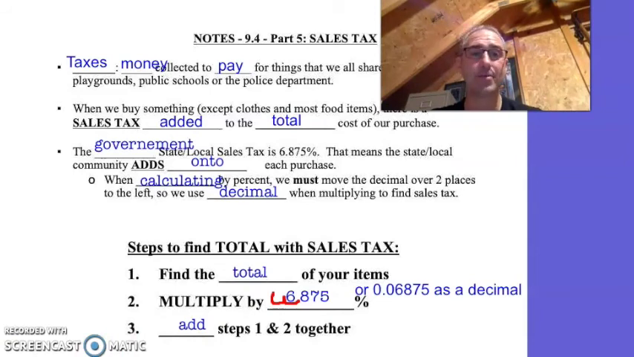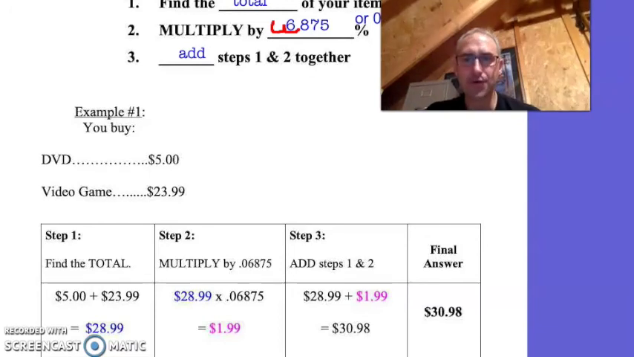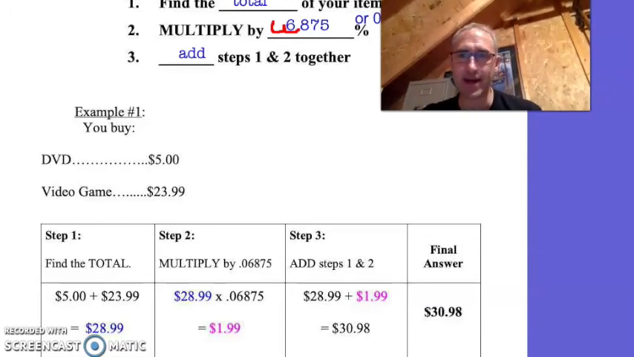Let's try an example. From your worksheet today, we are going to buy DVDs for $5 and video games for $23.99. First of all, our total, we need to do some adding. We need to add a DVD plus 1 video game. When we add those up, we get $28.99.